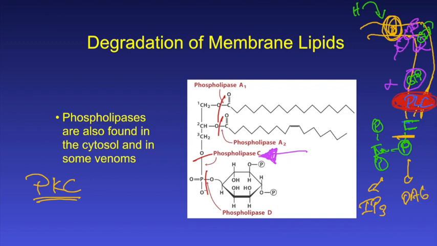DAG is part of the membrane. It goes to an enzyme called PKC, and it stimulates it. Do you know where IP3 goes? Anybody remember?